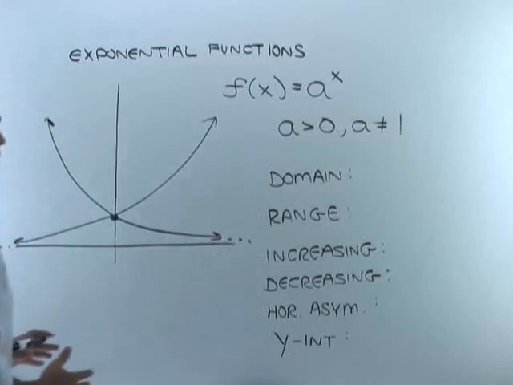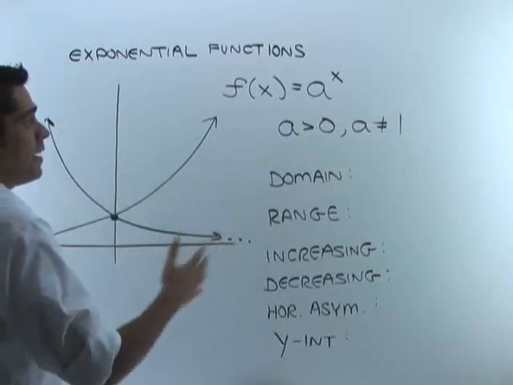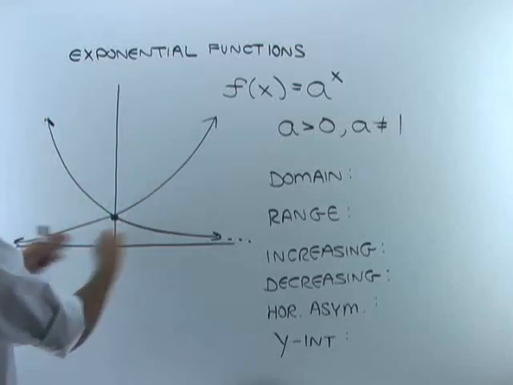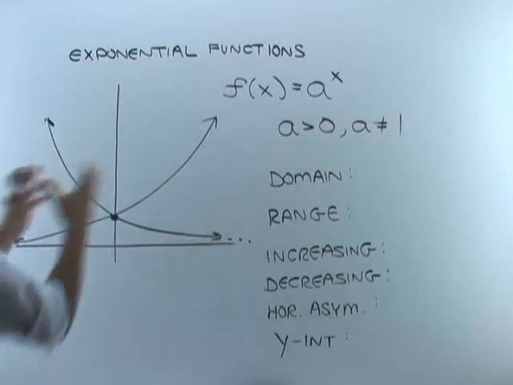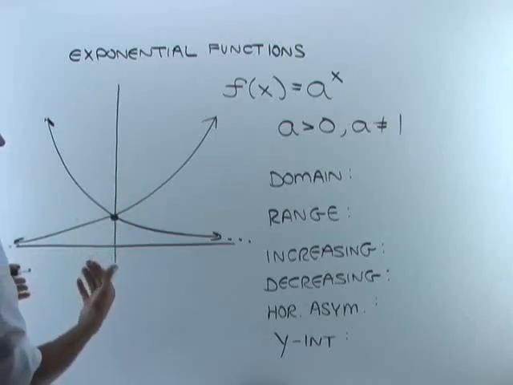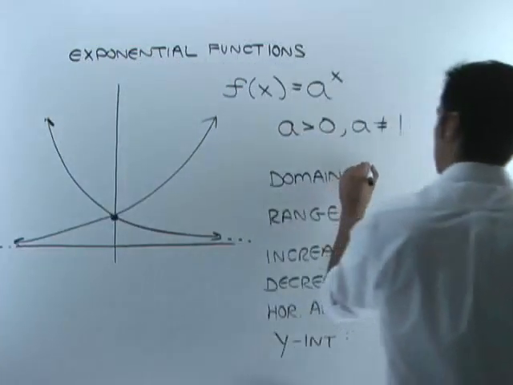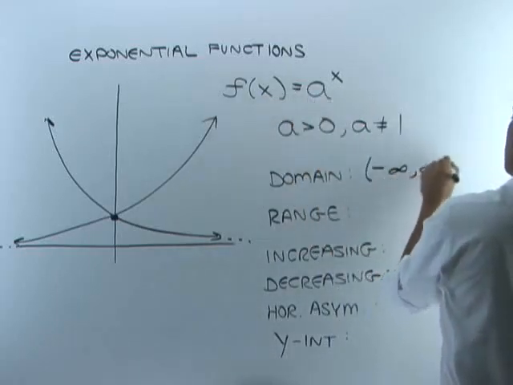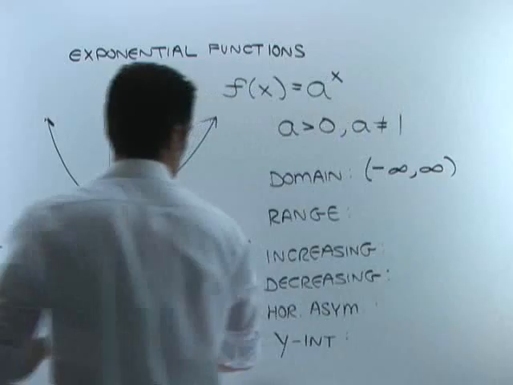The domain, remember, is all the x values where our function is defined. So if we look at either one of these pictures, we can plug any x value we want into the function and it'll give us a result. So the domain of any exponential function that has this form is going to be negative infinity to infinity. Now let's talk about the range.